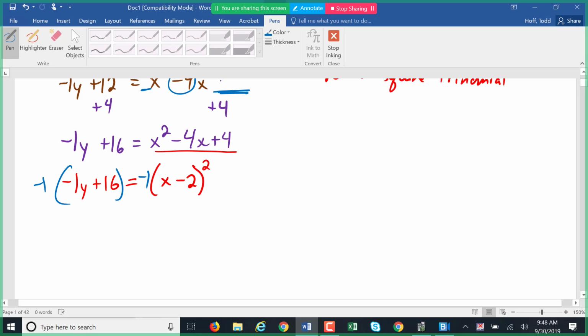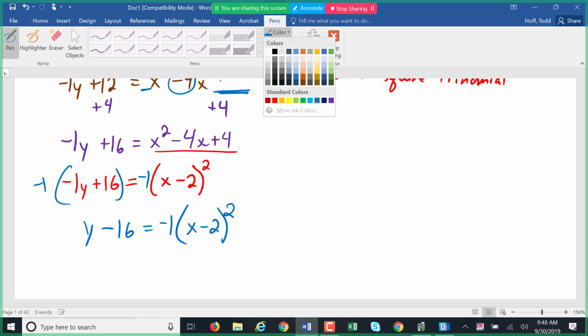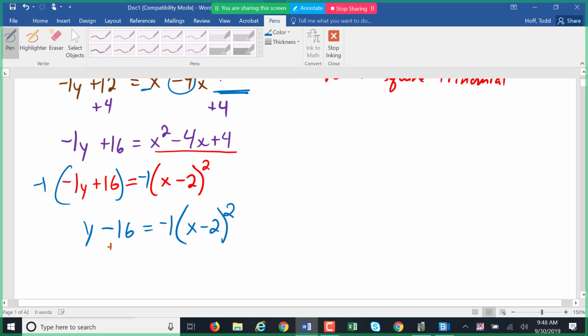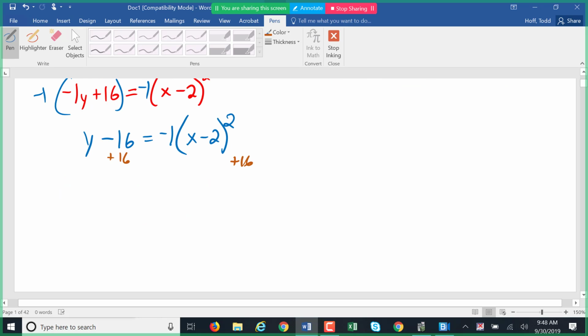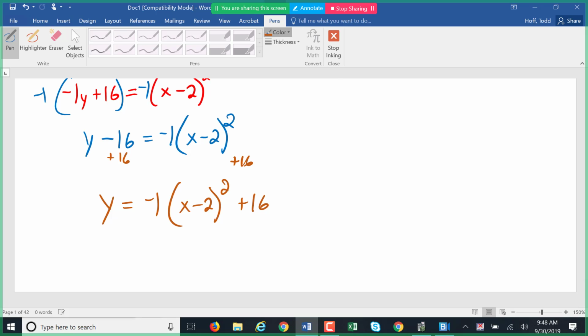So now that's a positive 1y or just y. That's going to be a minus 16 now, equals -1 times x minus 2 squared. And now, final step, I will add the 16 to get y by itself. So in graphing form, I have y equals -1 times x minus 2 squared plus 16. And of course, you would replace that y with f of x.